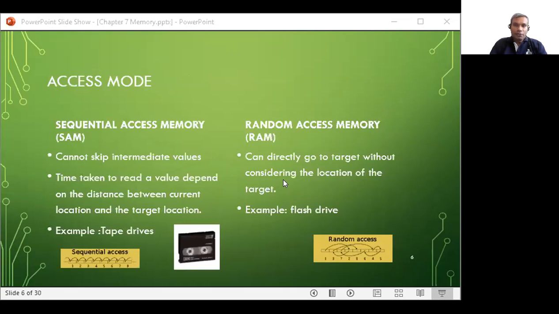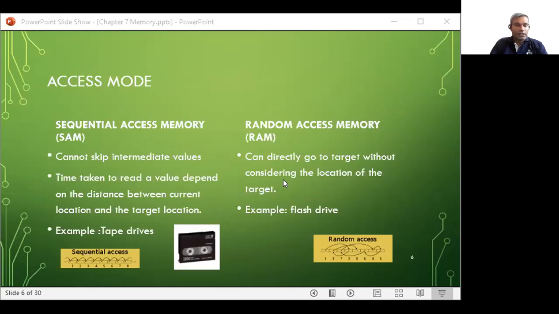Then you have the access mode. Access mode means how you can access a particular given data, a particular given point in the memory. In the sequential access, you can't directly go to a given point. You have to go to it page by page or one step at a time. If you're at location 10 and you want to access something at location 20, you have to go through location 11, 12, 13, like that. It is more or less like a cassette.